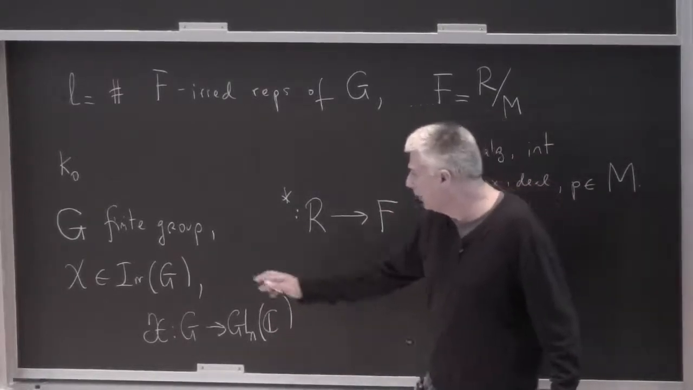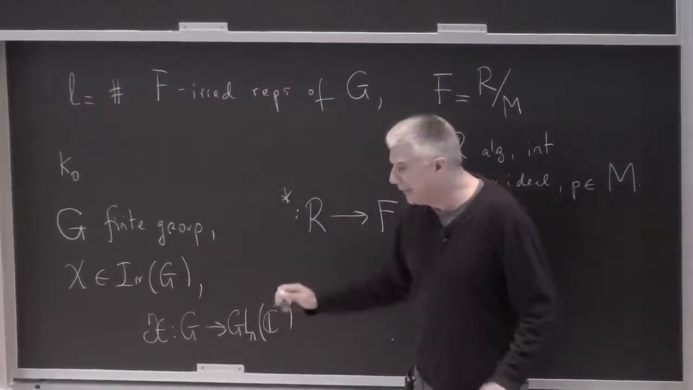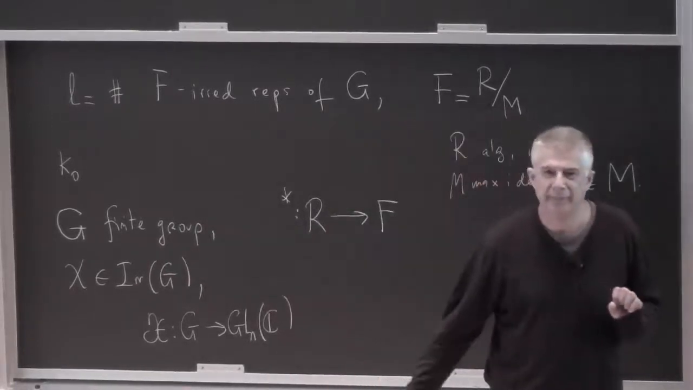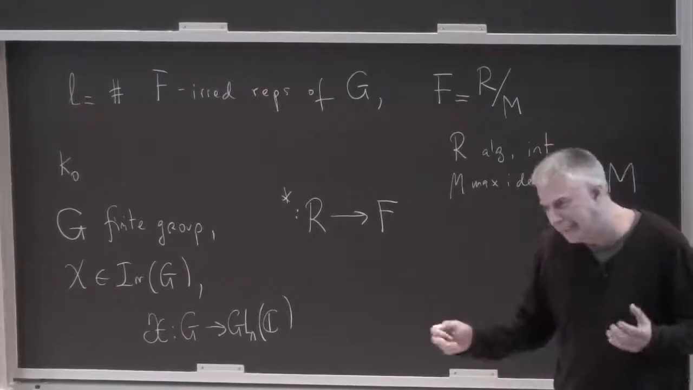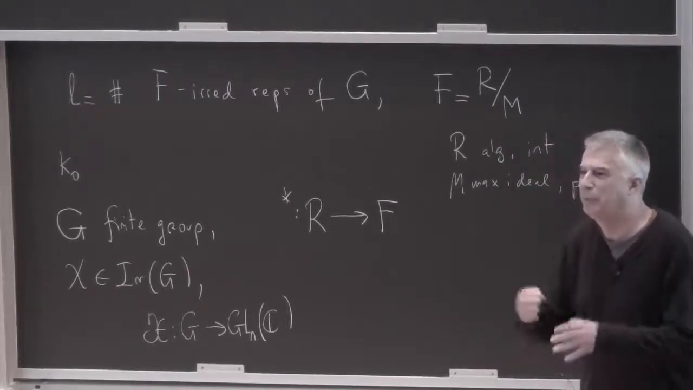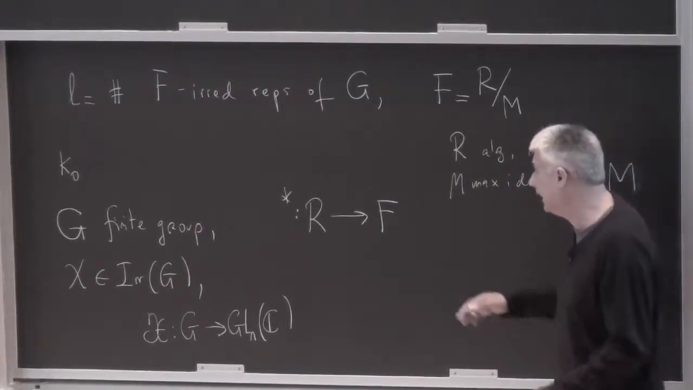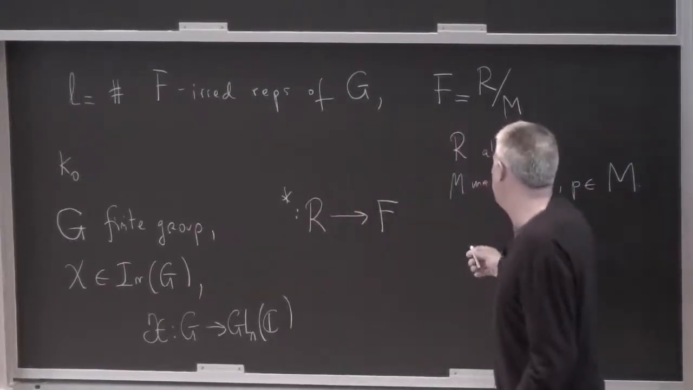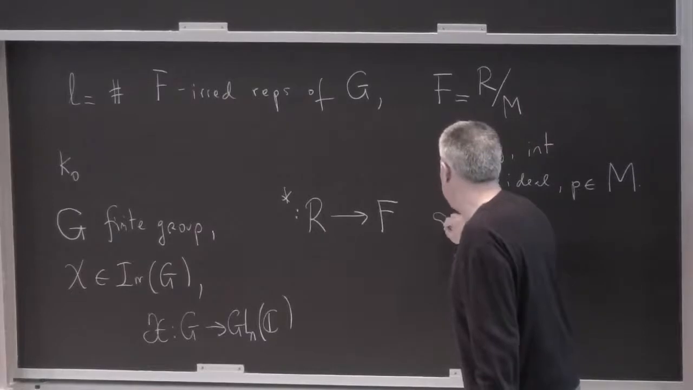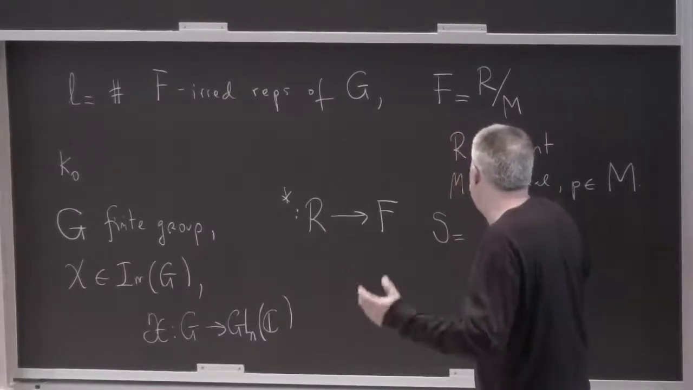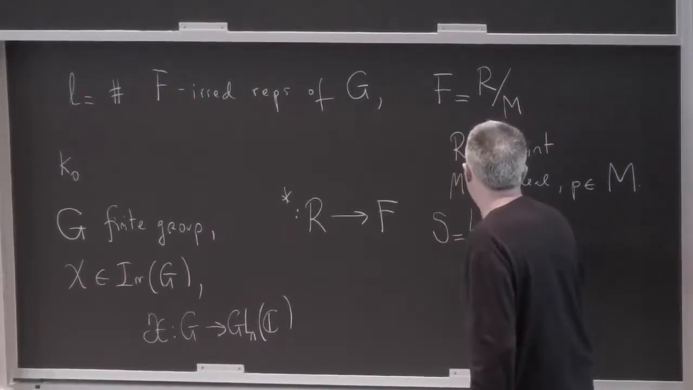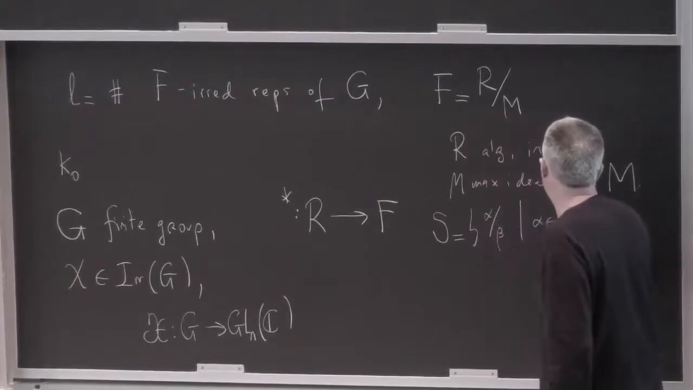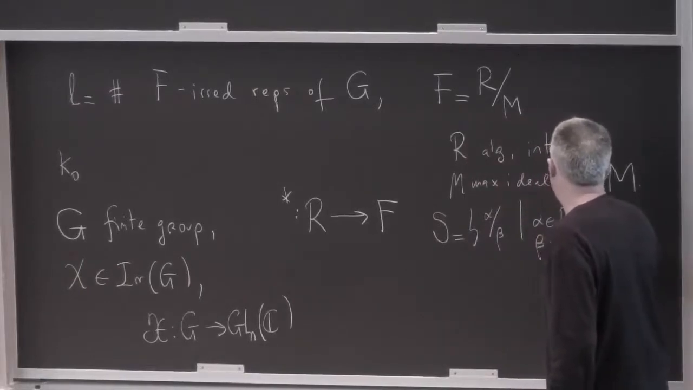And then from every character, you will have an F representation. This is more or less what is happening, but you have to do some number theory, which is the following. You need to enlarge the ring R. So you define a bigger ring, which I call S, which is simply alpha divided by beta, such that alpha belongs to R and beta belongs to R minus M.